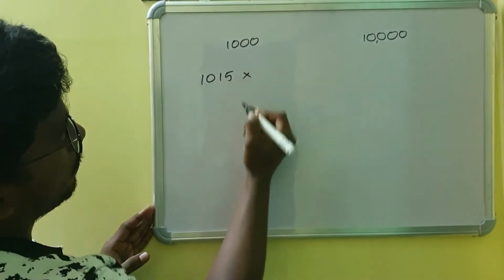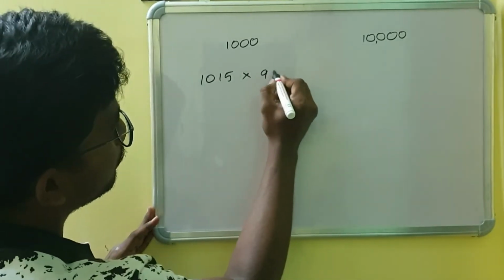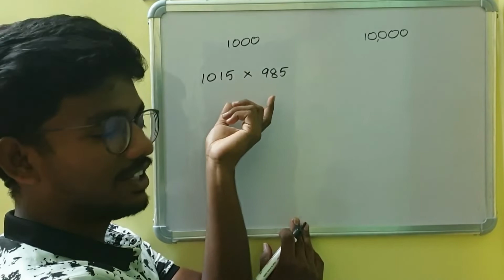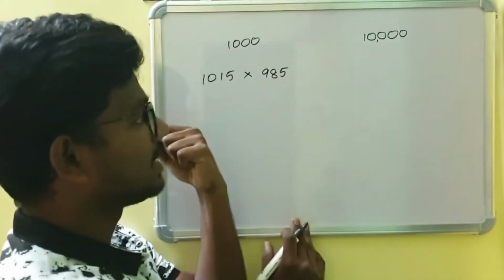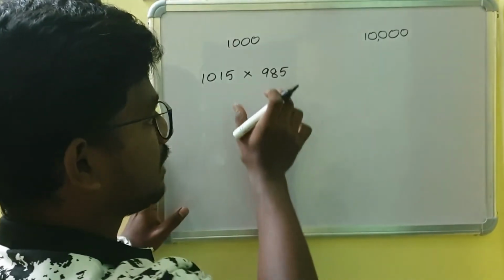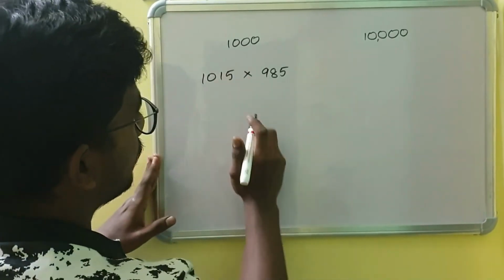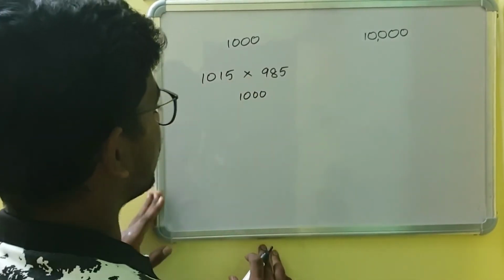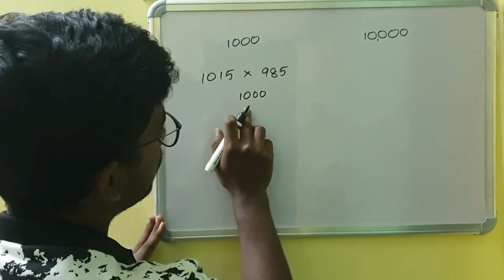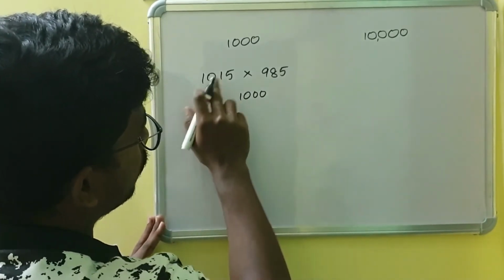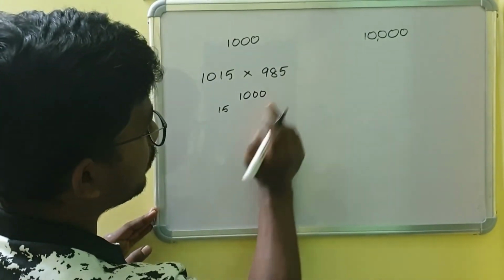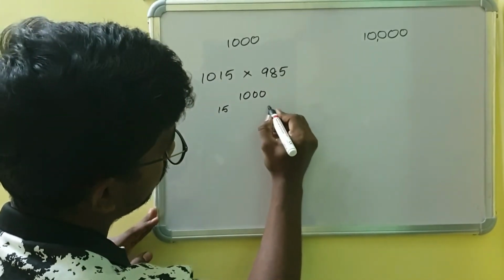For the thousands, I am going to take the example of 1015 with 985. See, these two are very big numbers. If we follow the regular convention method, it takes a lot of time. By using this shortcut, we can solve within 5 seconds. Taking 1000 from 1015, we will get 15, and taking 985 from 1000, we will get 15.